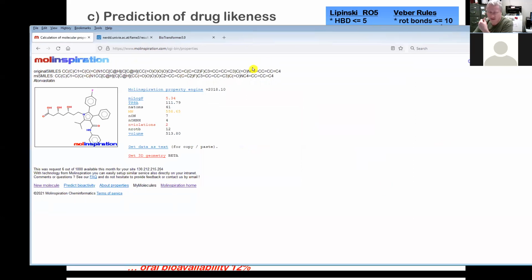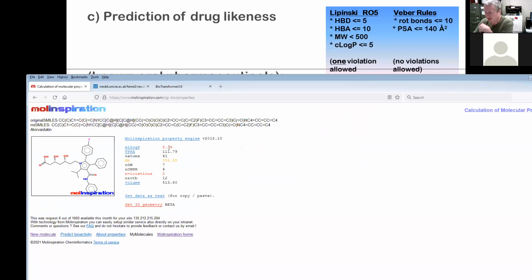Okay, so this somewhat orally non-bioavailable drug, it's got some problems according to Lipinski. So C log P is a little higher than 5, so that's technically a violation. Polar surface area is okay. Atom count, molecular weight's a little high, for a drug that is actually kind of a large drug with a lot of these benzenes and everything like that. So that's not too surprising.